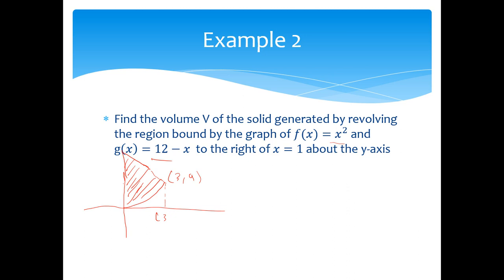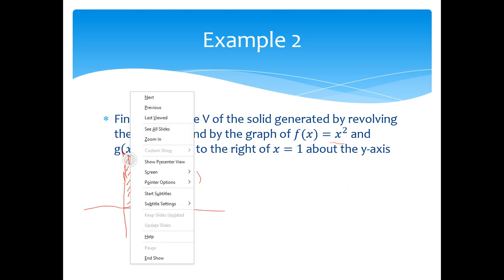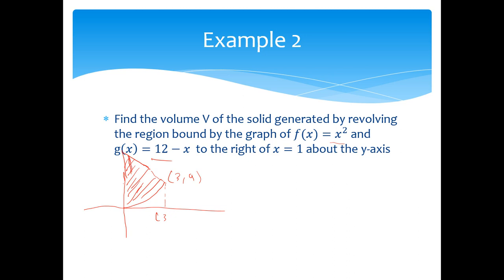So how did I come up with the 3? Well, first of all, I equate these two functions together, and then I find the points of intersection, 3 and negative 4, so negative 4 on this side, and we are considering the positive side here. So the region is going to be bounded between 1 and 3.